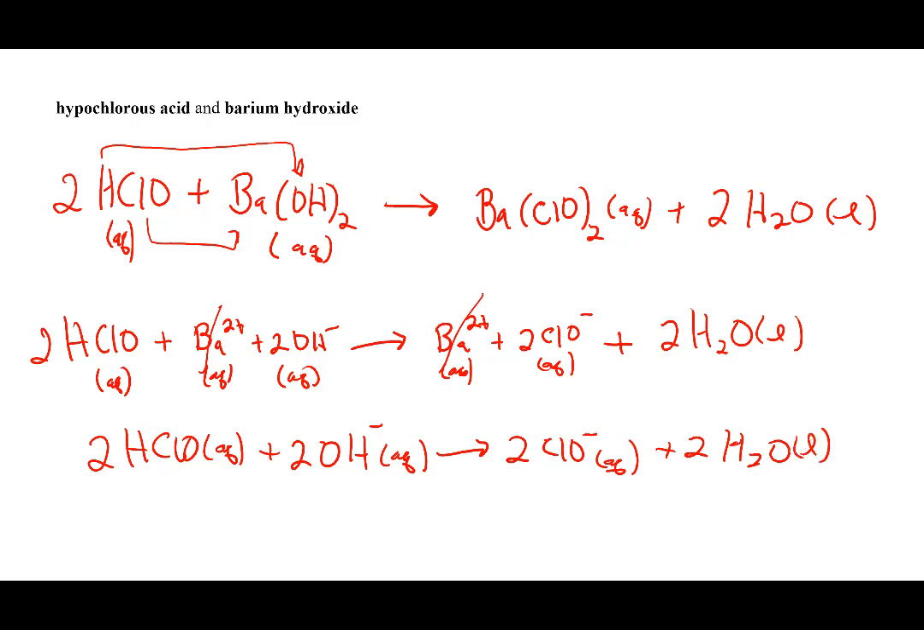liquid. So again, this is an example where it doesn't really much matter. Any soluble hydroxide salt would have given us the same net ionic equation in the end. So if you had potassium hydroxide or sodium hydroxide, it all would have been the same.